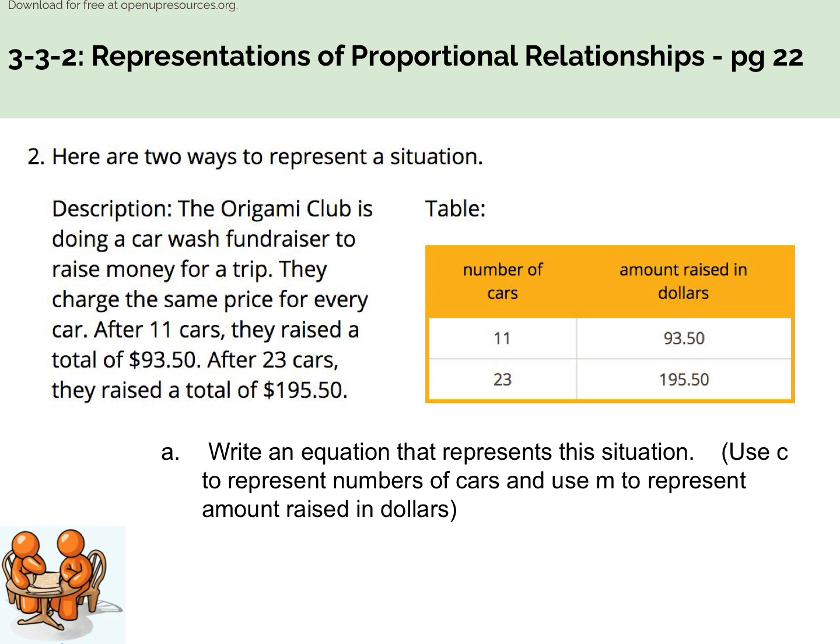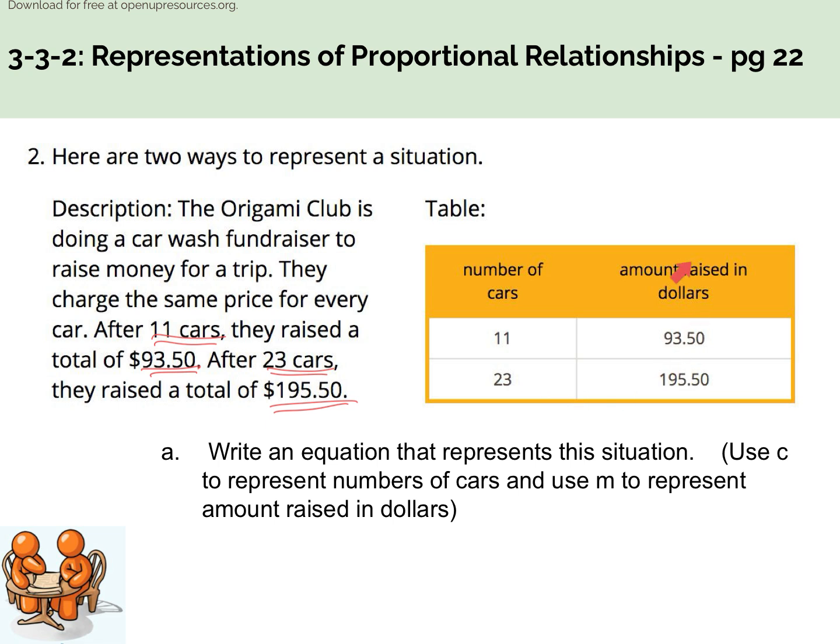All right, so on page 22, we have another situation. Origami Club is doing a car wash fundraiser to raise money for a trip. They charge the same price for every car. After 11 cars, they raised $93.50. After 23 cars, they have $195.50. So notice how we have the words, right?